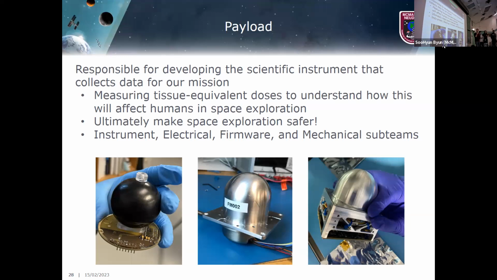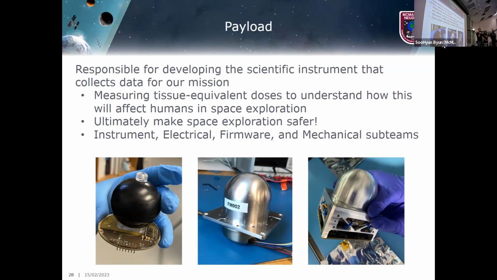So there are a lot of different sub-teams on Payload to help make this possible. You have the instrument sub-team, which focuses on the instrument itself and its performance, the electrical sub-team, which focuses on the electrical functionality of the payload, the firmware sub-team, which focuses on the firmware controls, and the mechanical sub-team, which focuses on the structure of the payload.